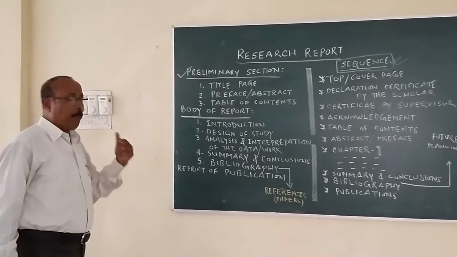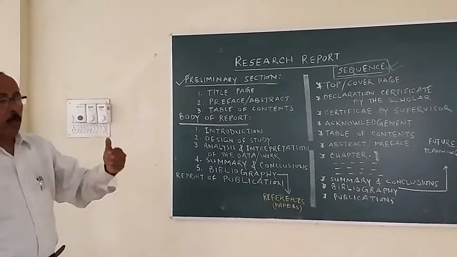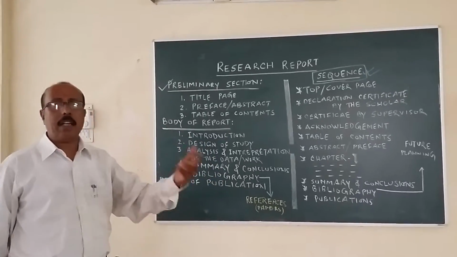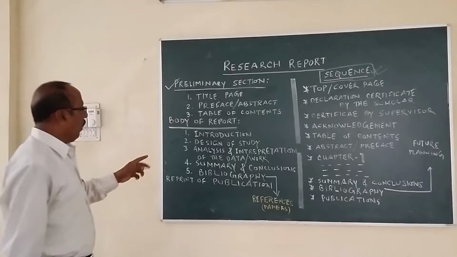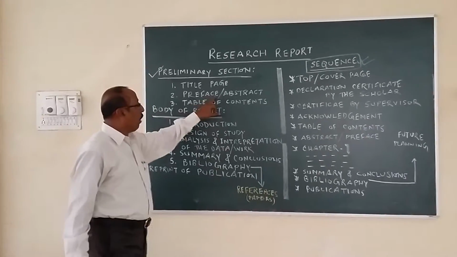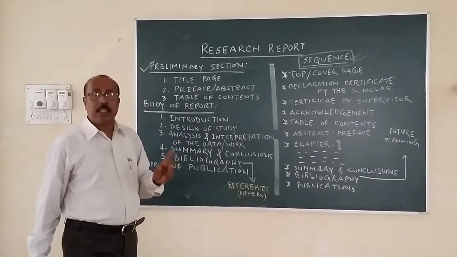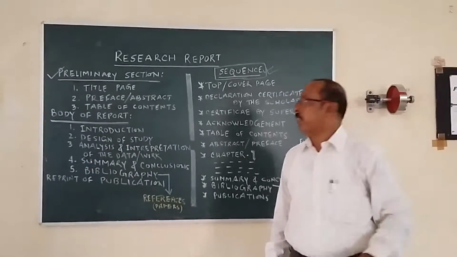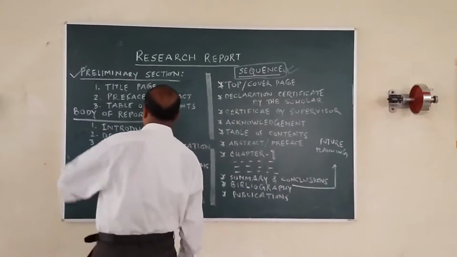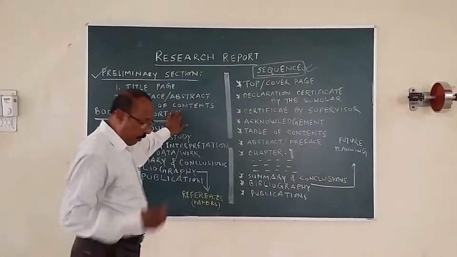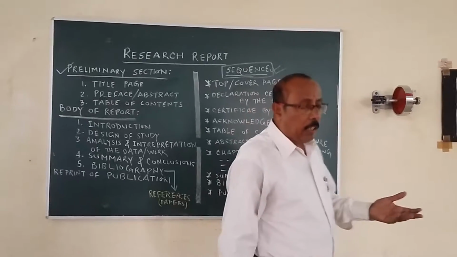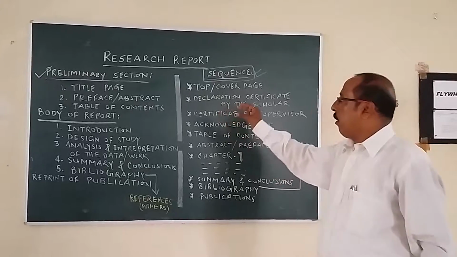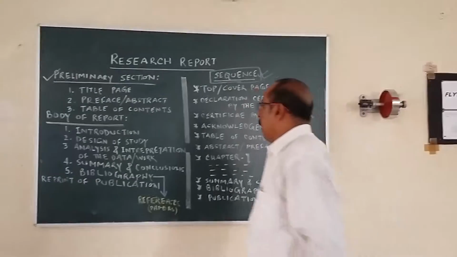Suppose in the first chapter you describe something, then second chapter, third chapter, fourth chapter, fifth chapter, and last the summary and conclusion. But there is a difference between abstract and preface. Preface is one page, but abstract is four or five pages. Then the table of contents, where the content is listed.